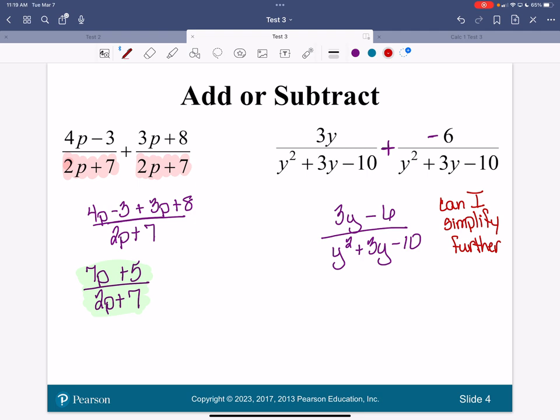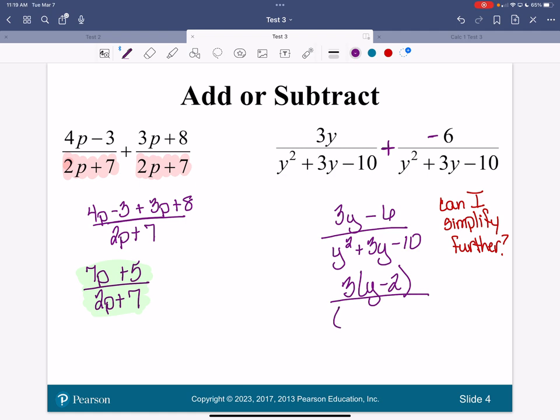Good, this one can be factored. So we do want to factor that. What can I take out of the numerator? 3. Good, and so then I'm left with 3y minus 6, or 3 times y minus 2. Okay, 3 times y minus 2.